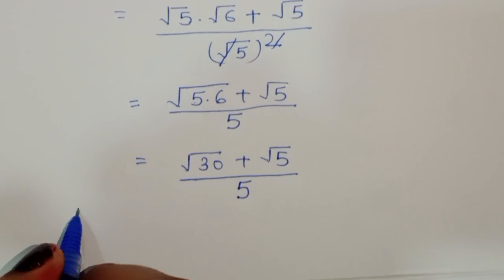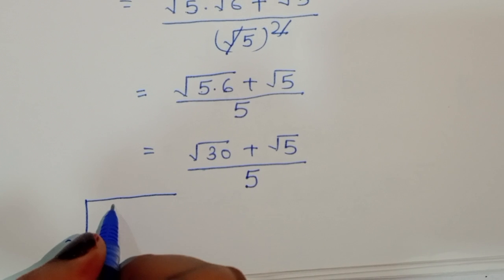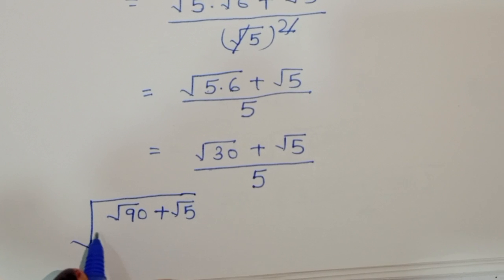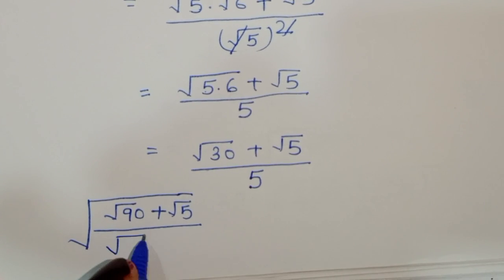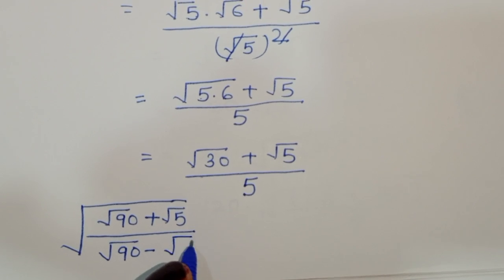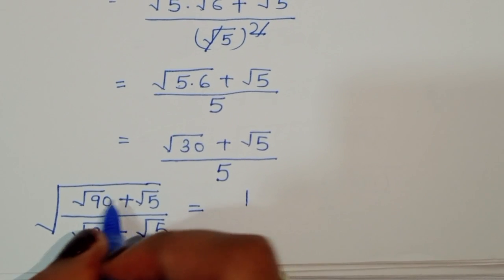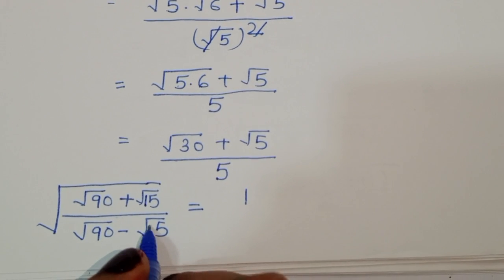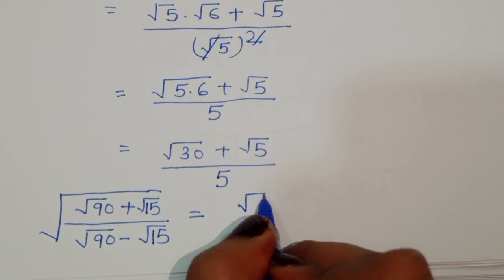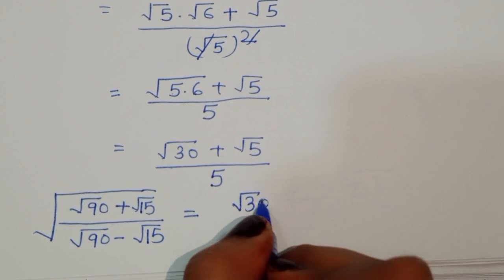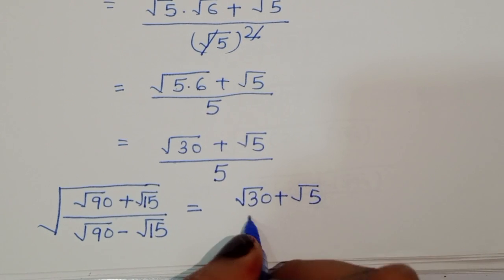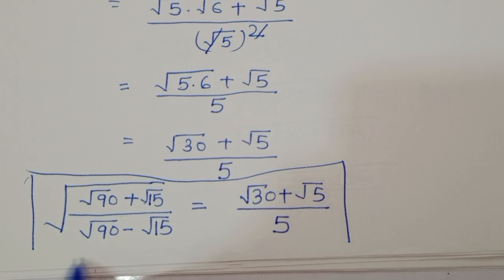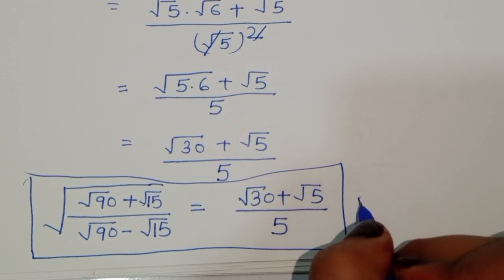So we can say that the square root of (square root of 90 plus square root of 15) divided by (square root of 90 minus square root of 15) is equal to square root of 30 plus square root of 5 divided by 5. This is the solution for this equation. Thank you.